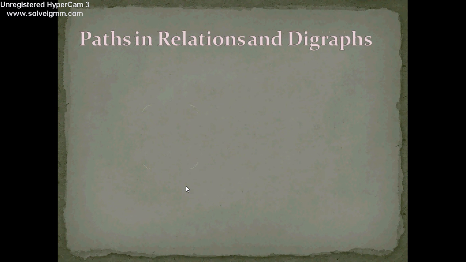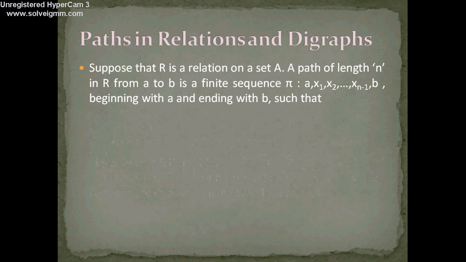Now we come to the next topic, which is paths in relations and digraphs. Since we know that relations can be represented using digraphs, suppose that relation R is a relation on a set A. So what is a path?